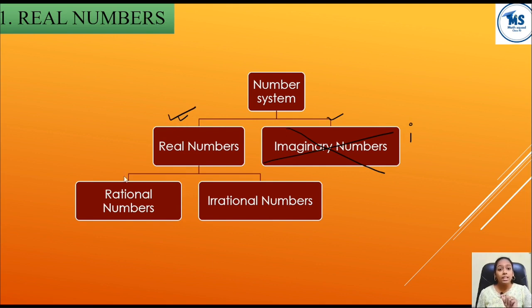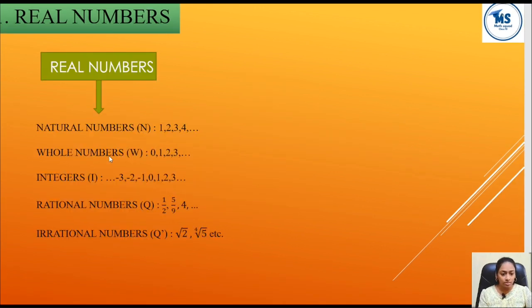Our real numbers are again divided into rational and irrational numbers. In your rational numbers only you have all your natural numbers, whole numbers and integers, right? Let's see how. See, real numbers has natural numbers, whole numbers, integers, rational and irrational numbers.